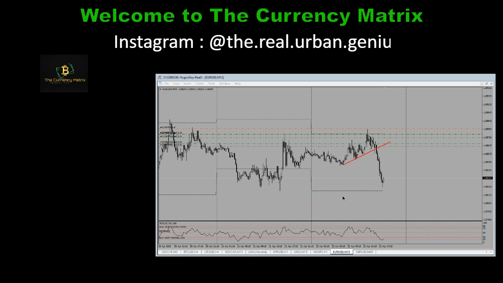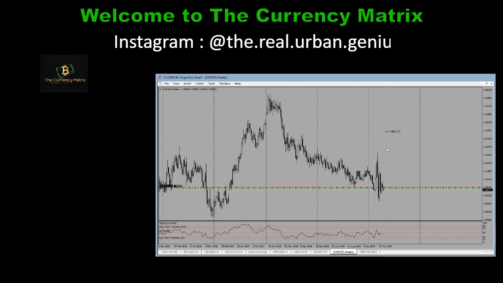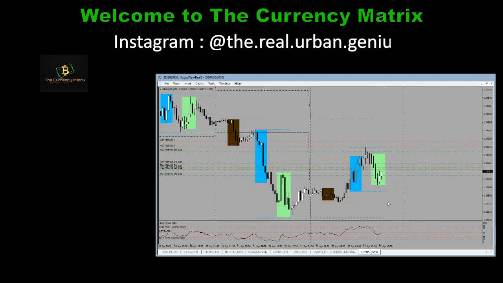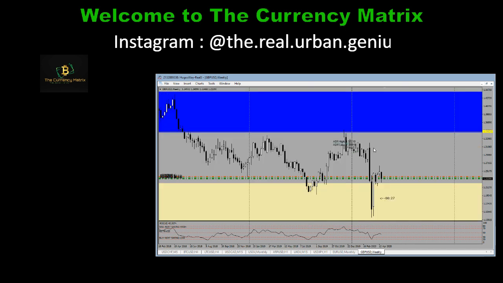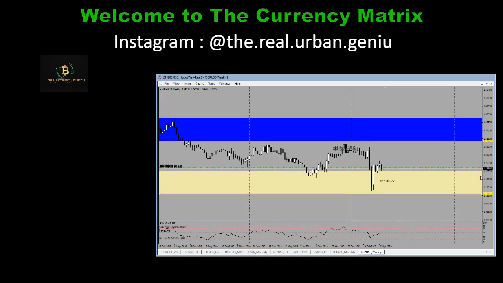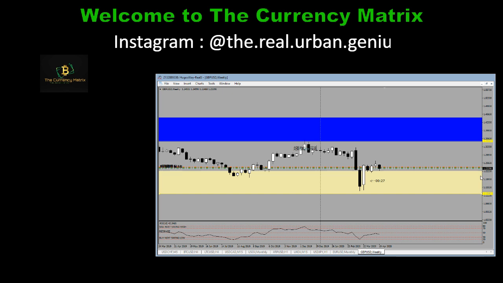All right, so going back to the weekly here on the pound USD. Now, with price action, I review price action at the close of every candle based on its time frame. So again, let's go back and look at that price action on the monthly.